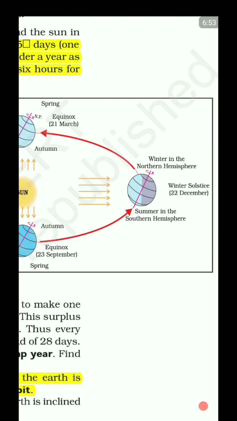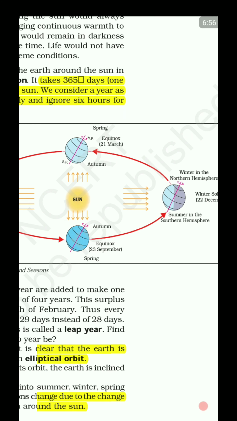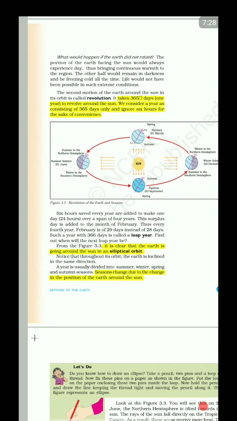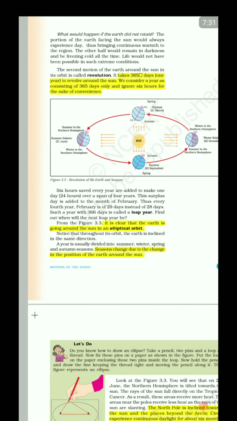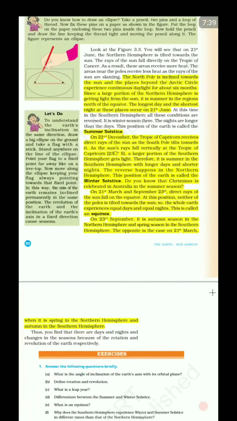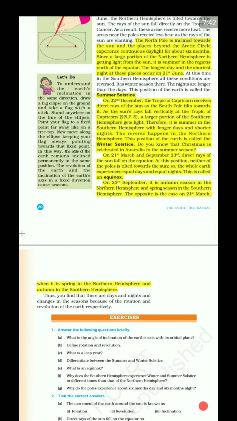So here you can see the summer in the southern hemisphere, and then since the area of illumination has decreased in the south, it is caused in winter, and this is autumn. And since the area of illumination has increased in the north, it's caused summer, right? So this is when spring in the north, autumn in the southern hemisphere, and vice versa. So the days are equal for both the north and the south, and hence it's termed as equinox, right? Another important fact, it's clear that Earth is going around the Sun in an elliptical orbit, right? So these were the really four very important learnings.